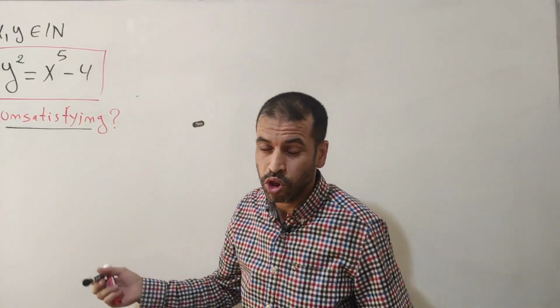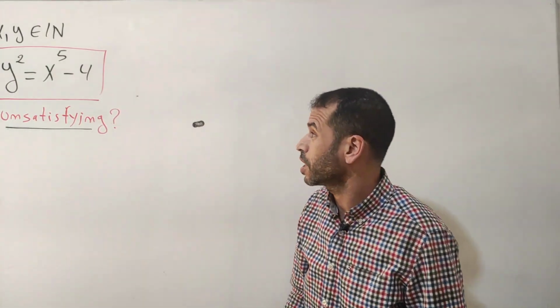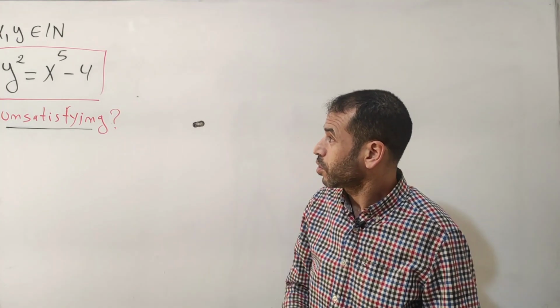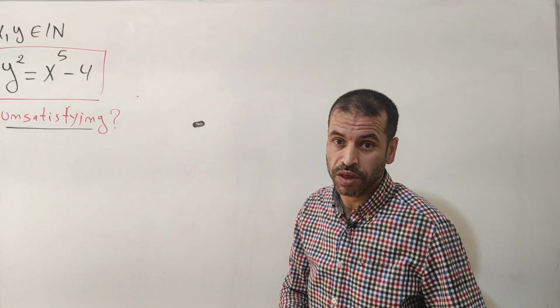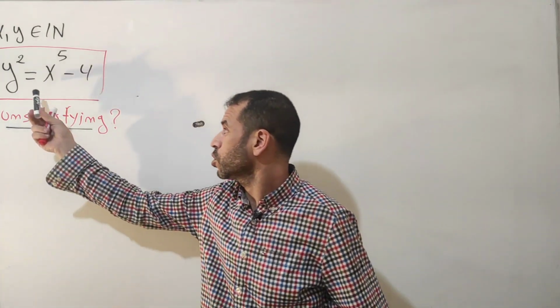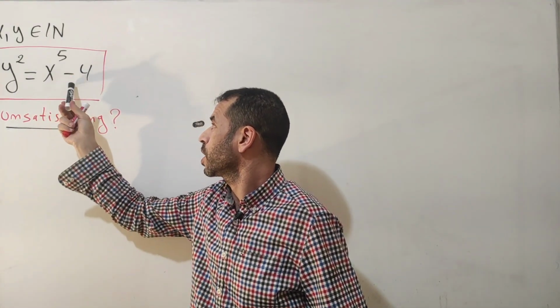In today's video, I would like to introduce a very nice problem. It's coming from the Bulgarian Mathematical Olympiad. Here is the following setup. For all x and y natural numbers, satisfy the following equation: y squared equals x to the 5th minus 4.